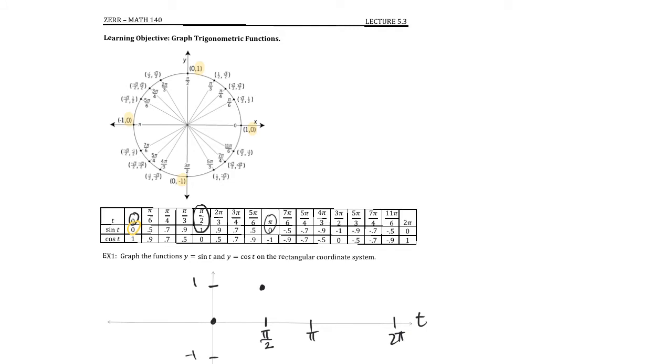Then I'm going to look at this point. The input is pi, and the output is 0. And then this one: halfway between pi and 2 pi is 3 pi over 2, and the output there is negative 1. And then at 2 pi, the sine, or the y value on the unit circle, that output is 0. If we filled in all of those other points in between, it would make this nice smooth curve. So this one is y equals sine of t.